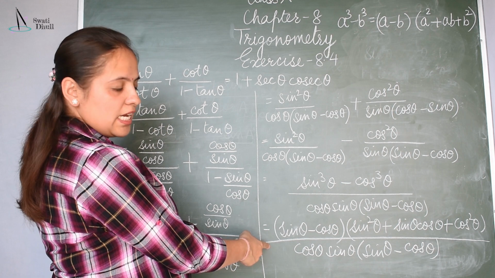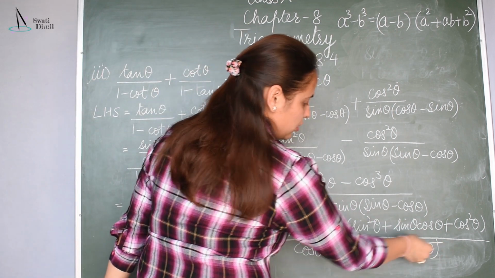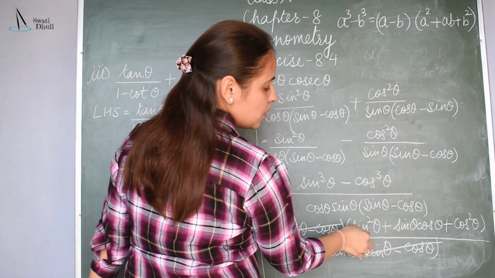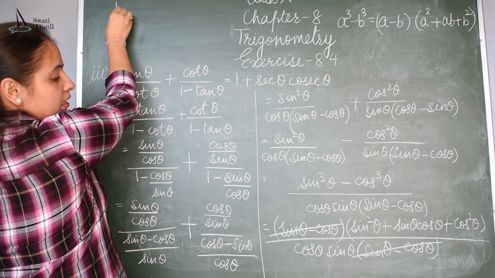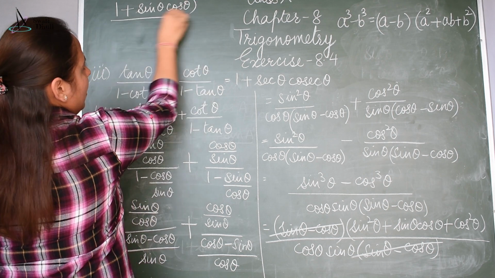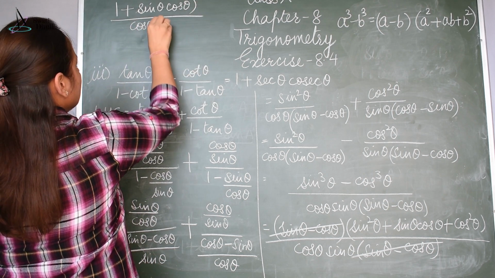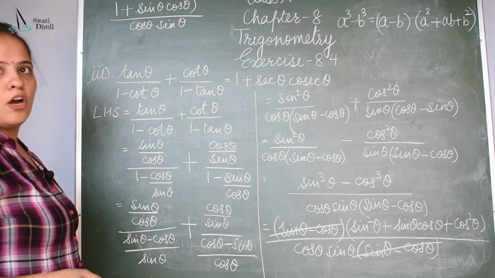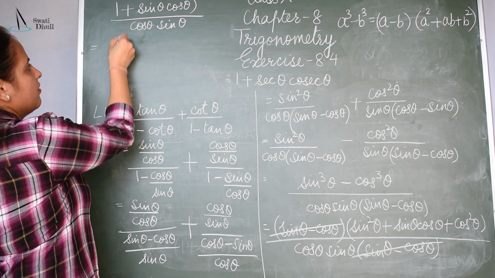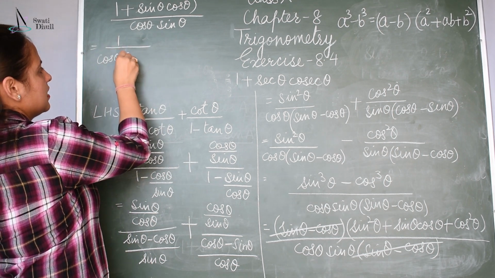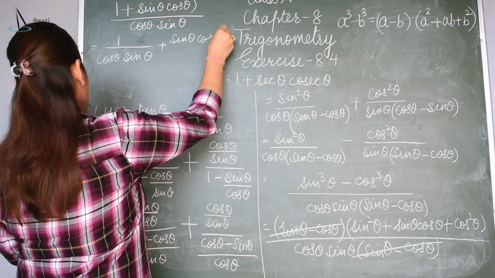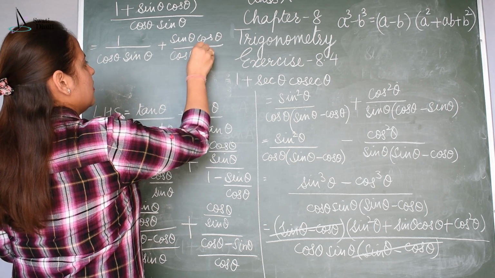Now see, in the numerator you have sin theta minus cos theta, and in the denominator too. So this will be cancelled. And then sin square theta plus cos square theta will become 1, plus sin theta cos theta, divided by cos theta sin theta. Now what will I do? I will get them separated. So I can write 1 upon cos theta sin theta plus sin theta cos theta divided by cos theta sin theta.